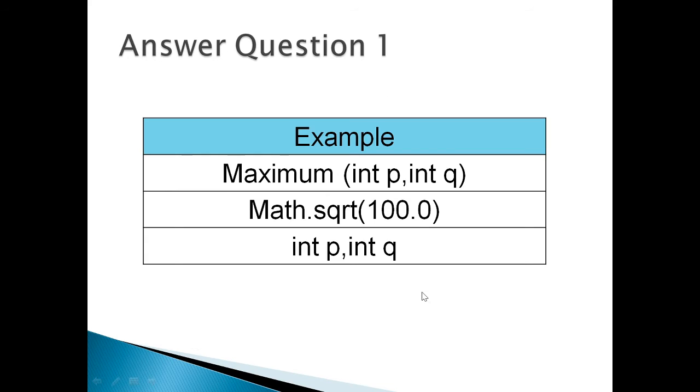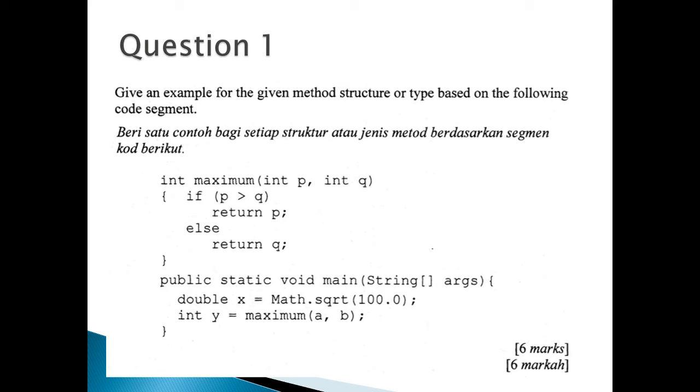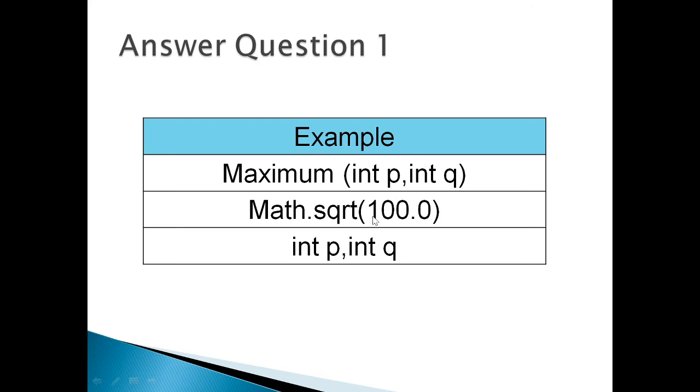Okay, and then the last one, the parameter list for user defined method. Okay, so parameter list, what is the parameter? Okay, parameter is here. This one is the method call, this one is the parameter. Okay, so just write INTP, comma INTQ. So this is the answer for question number 1.